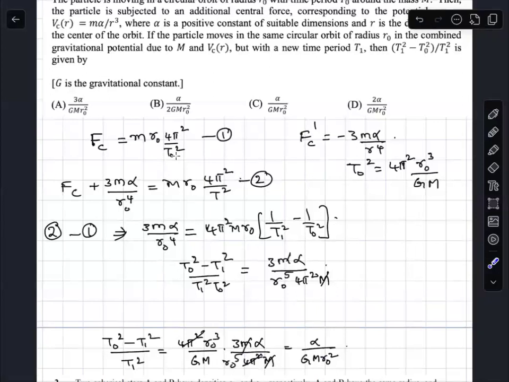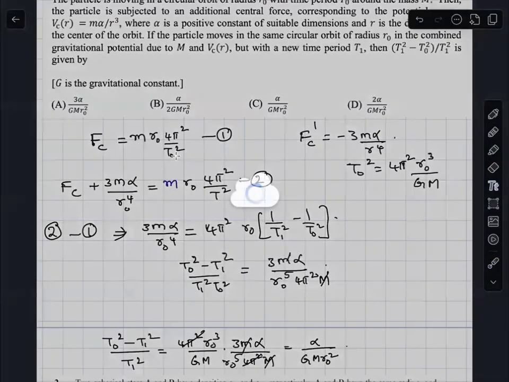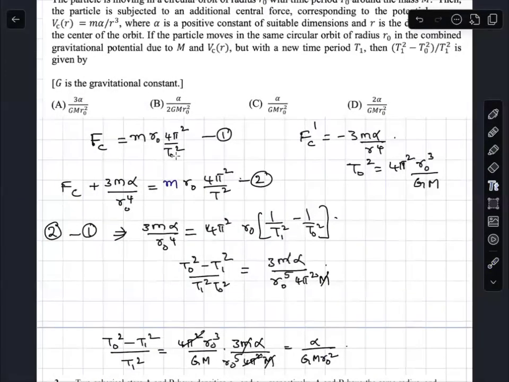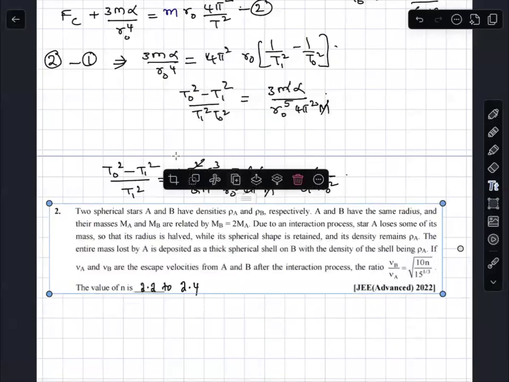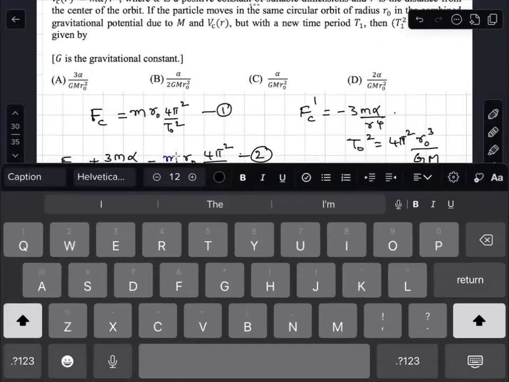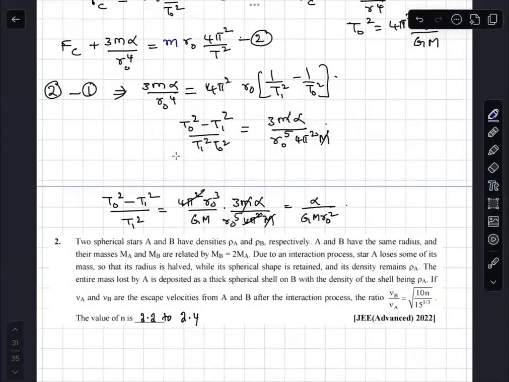And that is, in fact, on the particle, m r0 times 4 pi square by T square. Right. Now, therefore, 3m alpha, I am taking both the equations right now, 3m alpha by r0 power 4 is 4 pi square. What happened?